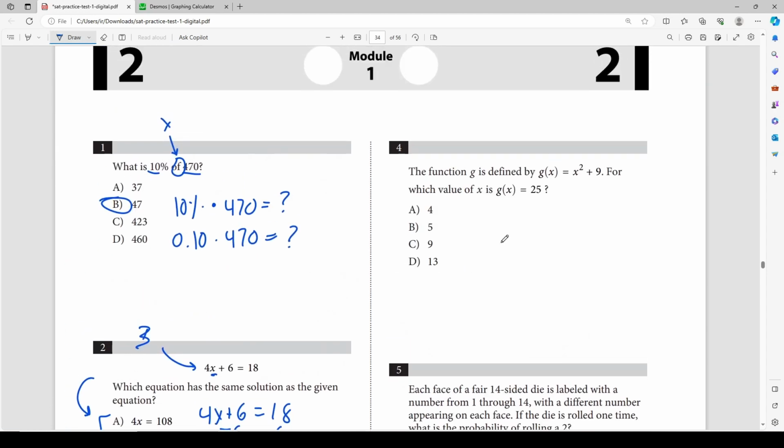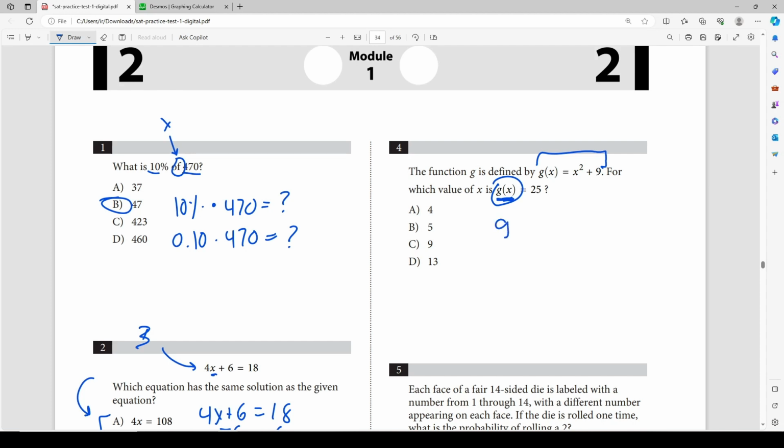Right, number 4 says a function g is defined by g of x is equal to x squared plus 9. For which values of x is g of x equal to 25? So literally, it's asking us what value of x will make g of x equal to 25. We know g of x is equal to this, right? So we can just plug that in for g of x.